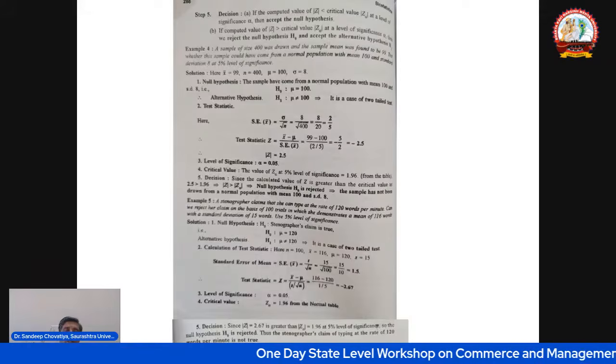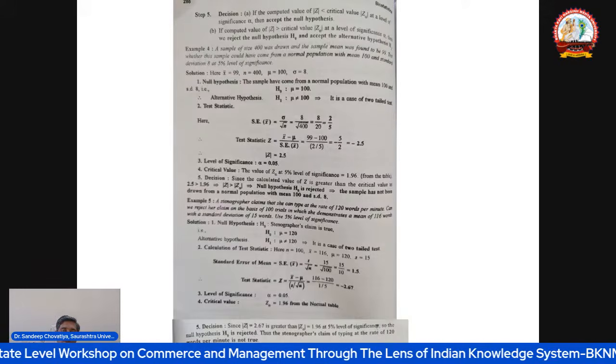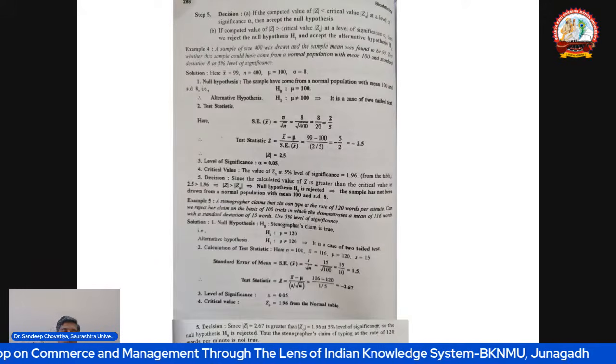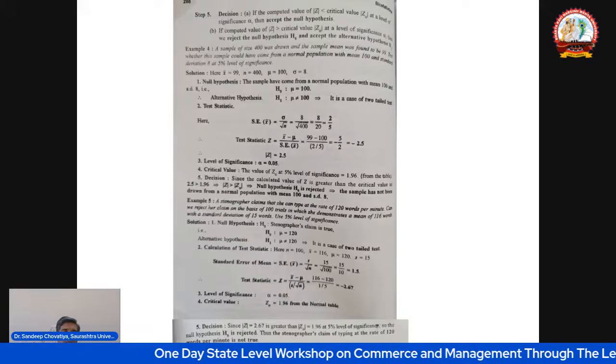It is at the 5% level of significance. So how are you able to calculate this? Here the x bar is 99, n is 400 samples, mu is 100, or we can say the population mean is 100, and the standard deviation is 8.